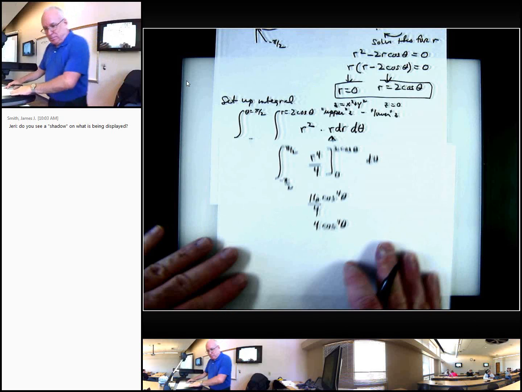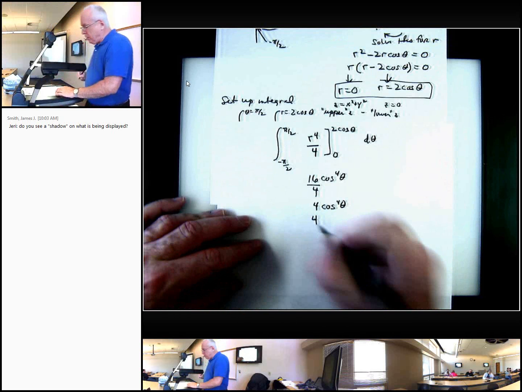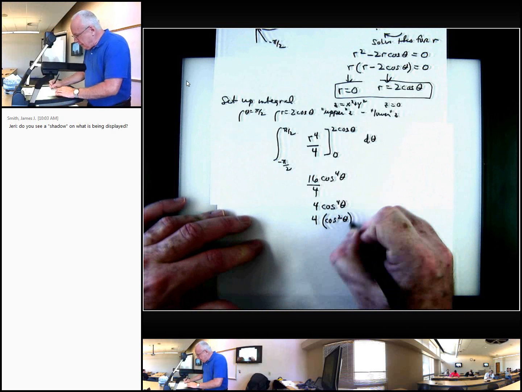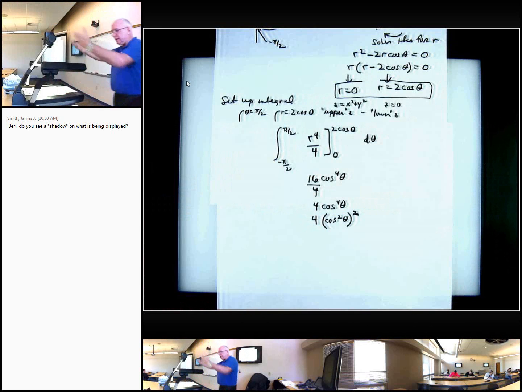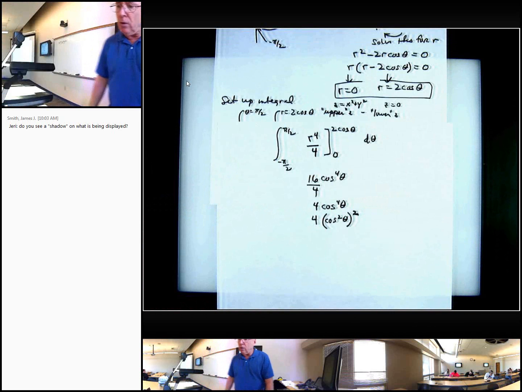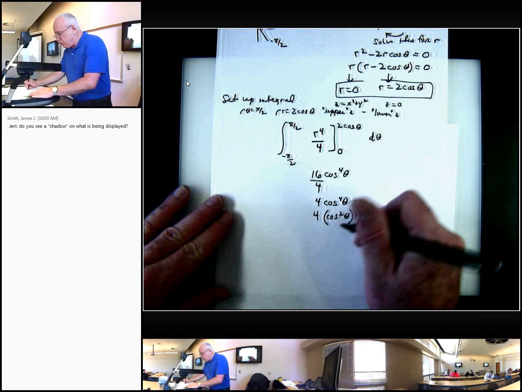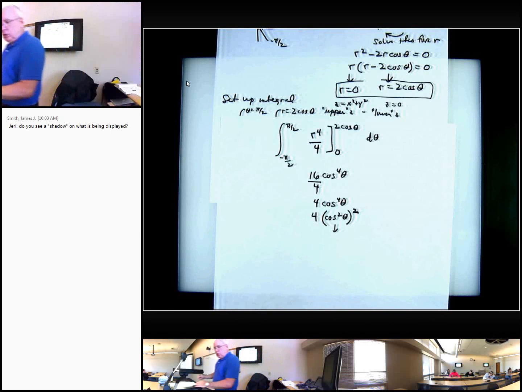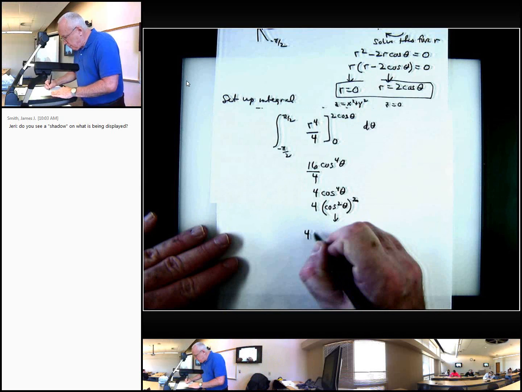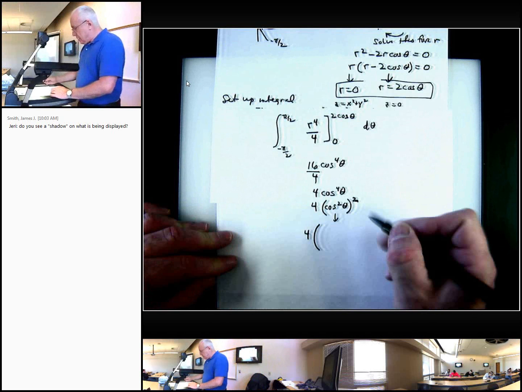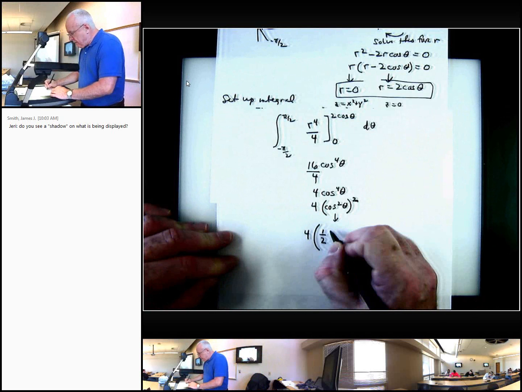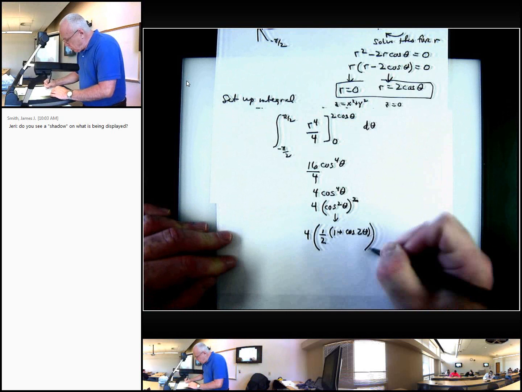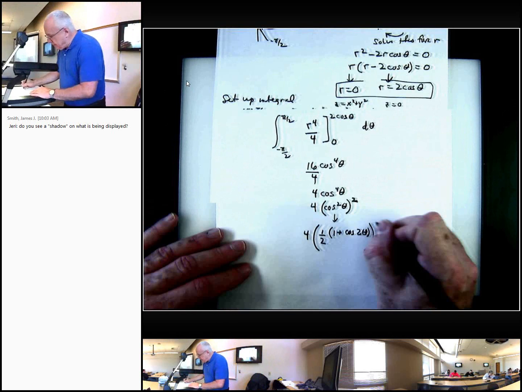So let me just rewrite this. I'm going to rewrite this as 4 times cosine squared of theta, and then I'm going to put that cosine squared in parentheses and raise that to the 2nd power. Then what we're going to do is replace that cosine squared with our formula. So that's going to be 4, let me put some big parentheses here. Cosine squared gets replaced by 1/2 times 1 plus cosine of 2 theta, close my parentheses, and then that thing has to be squared.